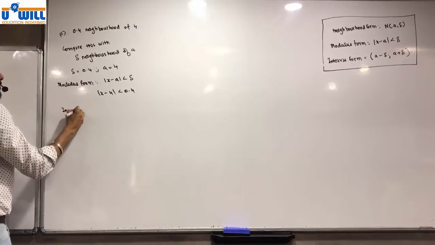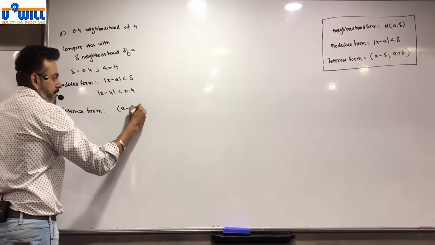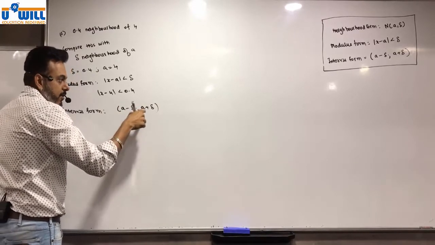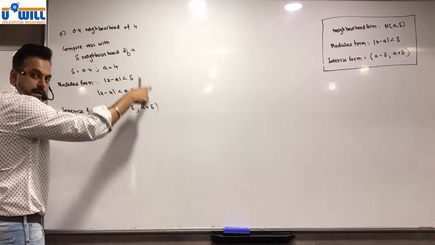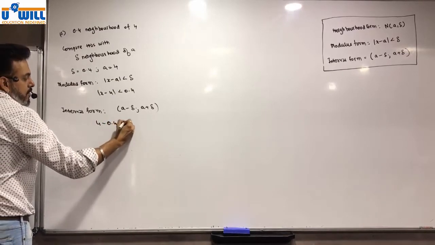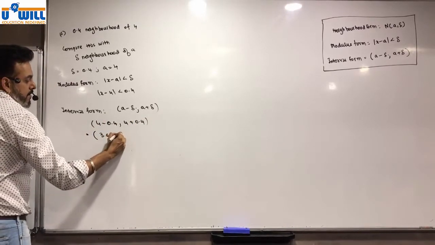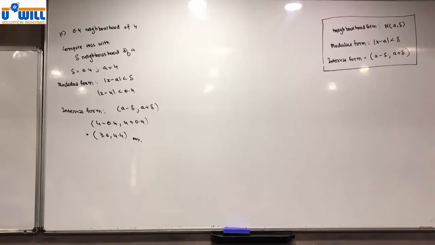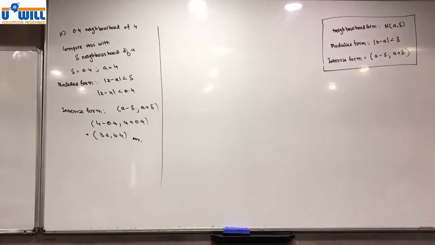Second, interval form. What is interval form? A minus delta, A plus delta. Did you understand how this is derived? A minus delta and A plus delta, using our equation, modulus x minus A less than delta. Now A minus delta, so 4 minus 0.4 comma 4 plus 0.4, which is equal to 3.6 and 4.4. Answer. Okay, simple.